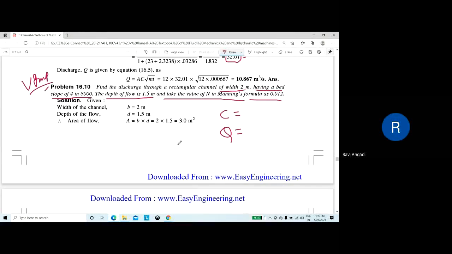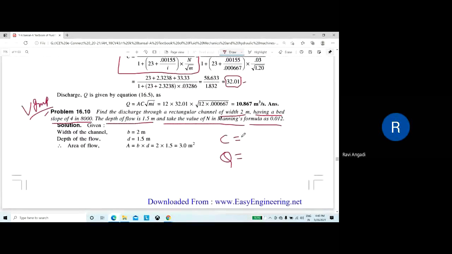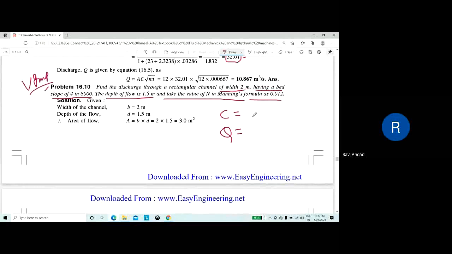Tell me fast, the value of C. The Manning's formula is very simple here. Can anyone tell what is the Manning's formula? 1 by n, m raised to 1 by 6. m raised to 1 by 6. Okay. So calculate this one quickly. Tell the value of C and Q for Manning's.